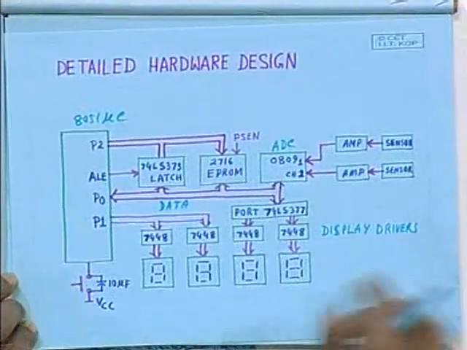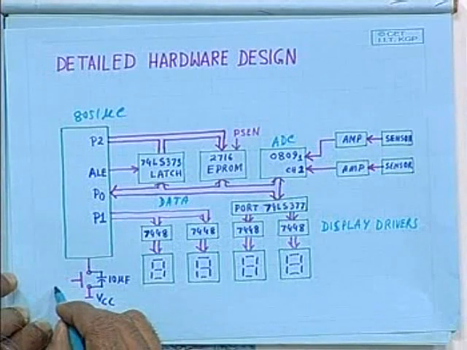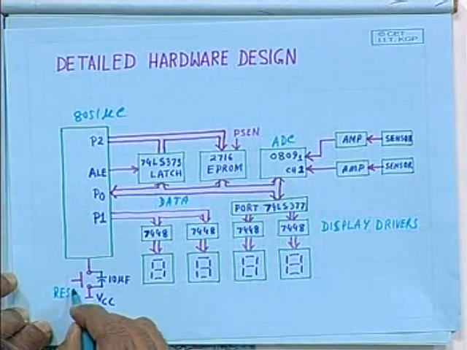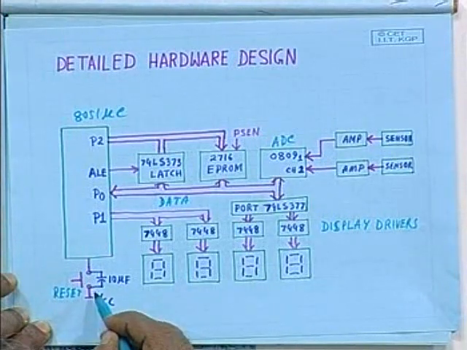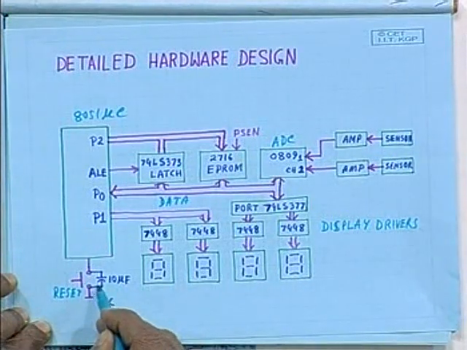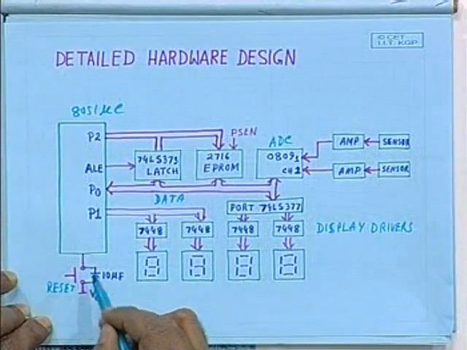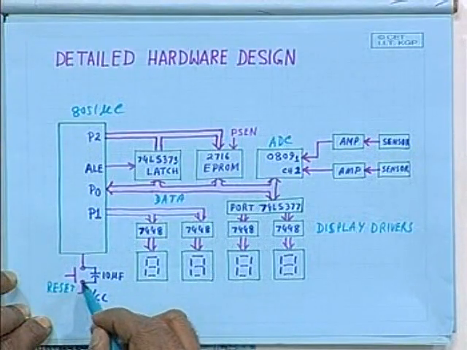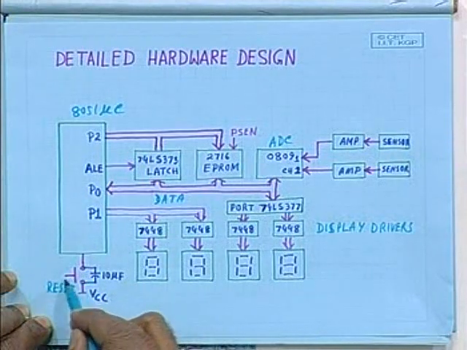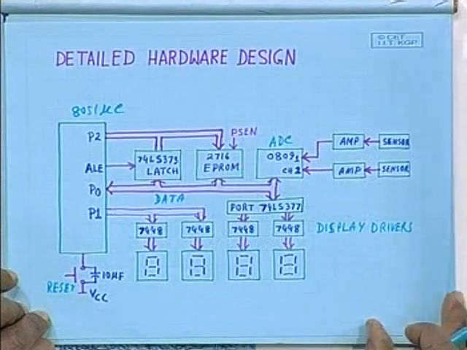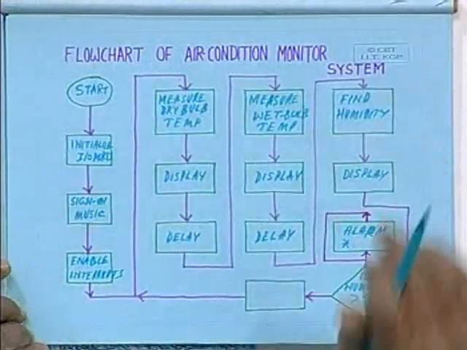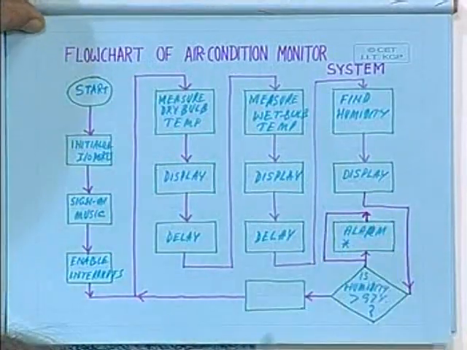As you can see, there is a reset switch. This is the reset switch for that purpose. Normally, there is a power on reset circuit. As you can see, this is connected to VCC with the help of this 10 microfarad capacitor. So apart from this power on reset, there is a switch, and whenever there is an alarm, with the help of this reset, it comes out of that alarm condition. Otherwise, it keeps on looping.